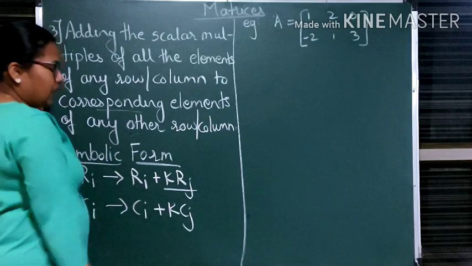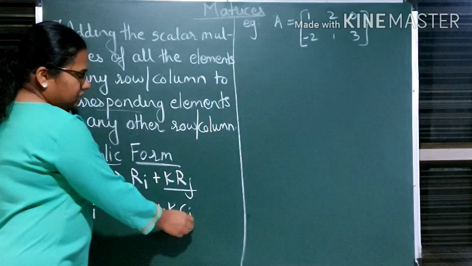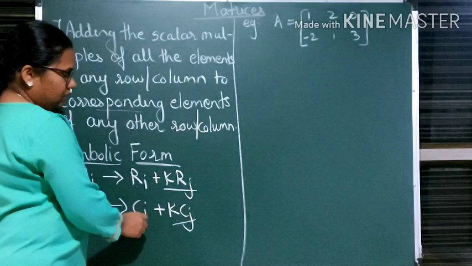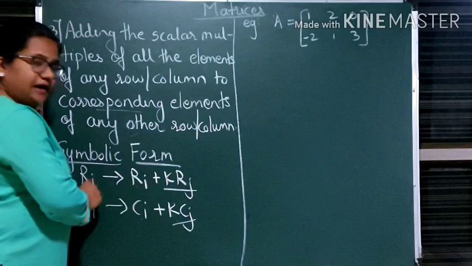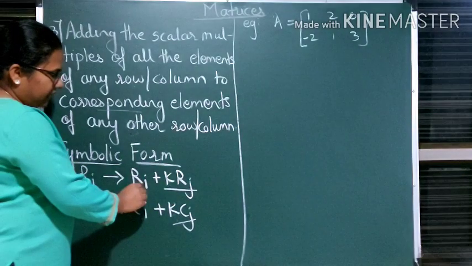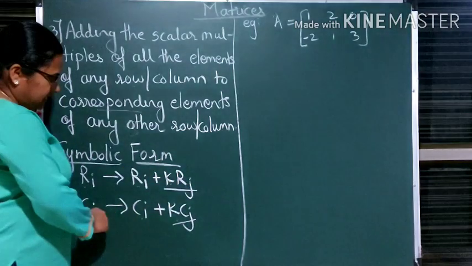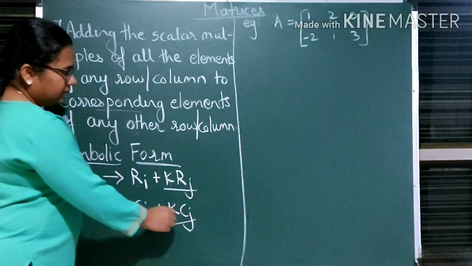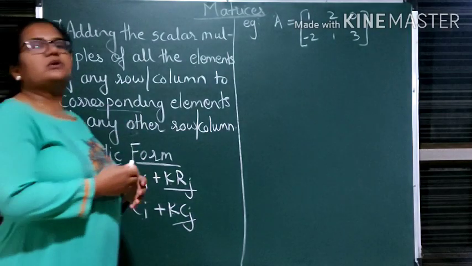Same thing with the column. Column also, what you are supposed to do: non-zero scalar k, you will multiply to the jth column elements, all the elements, and the corresponding element you will add to the ith column. Okay, so which row and column is getting changed? Here you can see Ri, this row is getting changed to the element of the ith row plus scalar into the element of the jth row. Same thing Ci, ith column element will get changed to ith column plus scalar into the jth column element. Now we will see one example so that you understand it better.